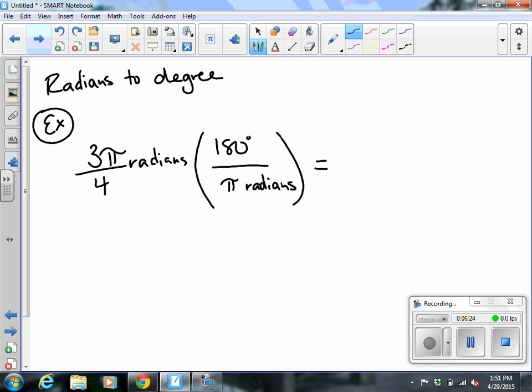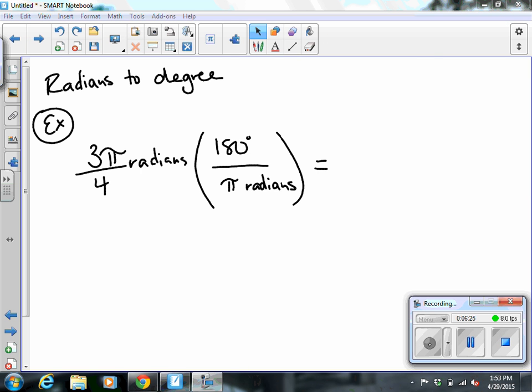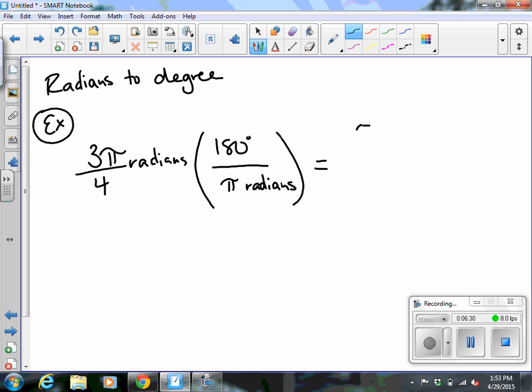So looking at this, 3 times 180 gives me 540 pi over 4 pi. So we know that the pi's cancel out. Well, 540 divided by 4 gives me 135 degrees.